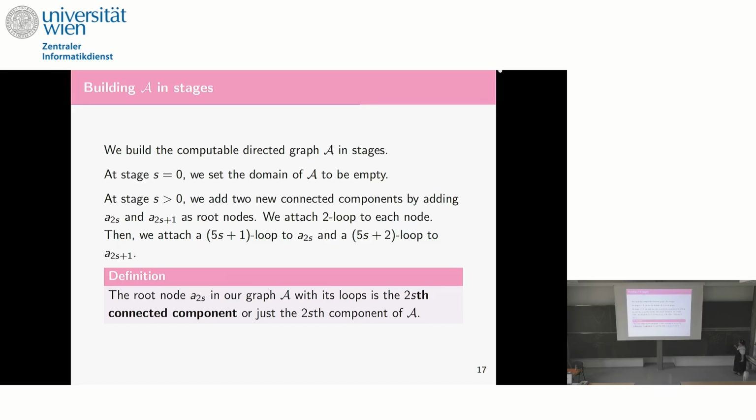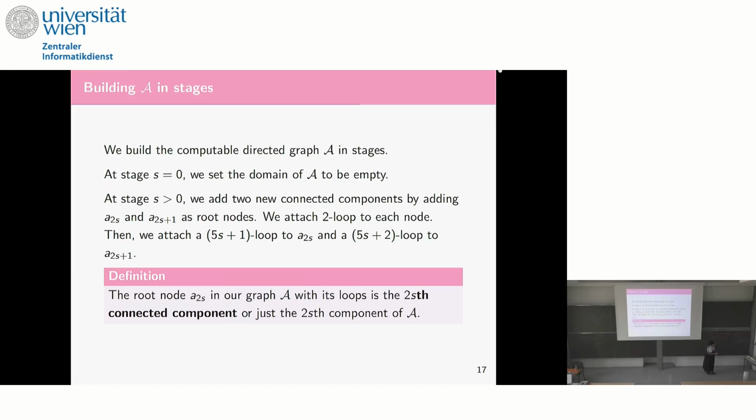But then at some point, you have to diagonalize against something. And so what you do when you want to diagonalize against something is you're going to just add loops in very specific ways. So for example, maybe here you add a cycle of length 5s plus 3, and then you add a cycle of, color code this, you add a cycle of length 5s plus 4.